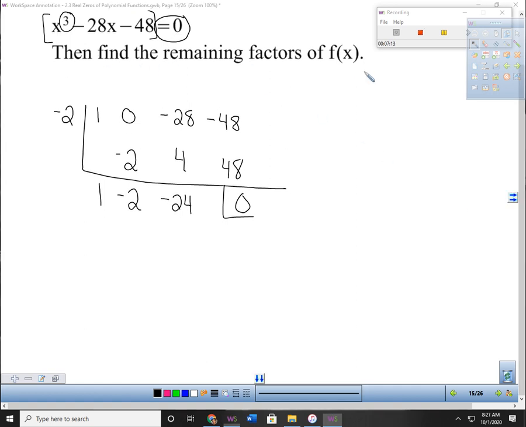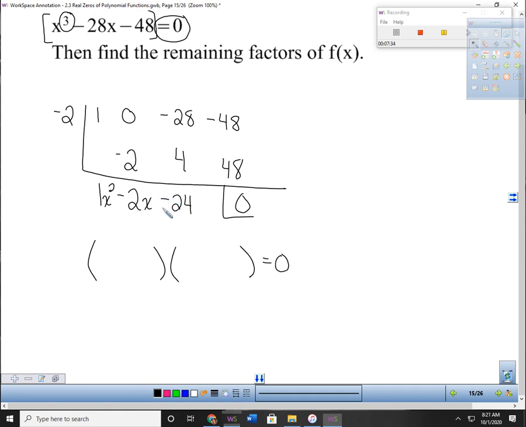Now it wants me to find the other factors, so that means I'm going to have to factor what I have left. So if I started with x to the third, this would be x to the second, x to the first, and then the term without the x. So I have to factor that polynomial. Since there's a 1 in the front, I don't have to do any kind of illegal move.